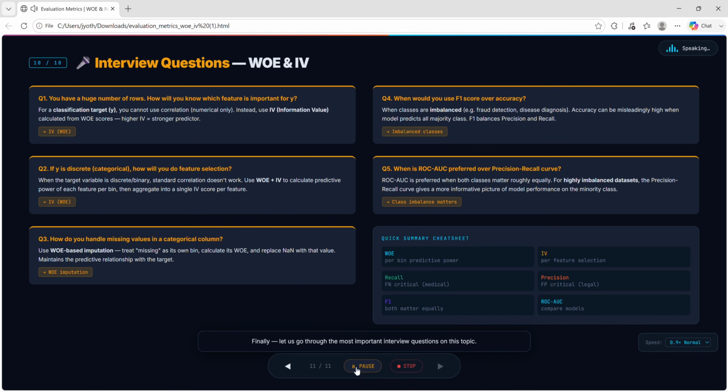Quick summary to remember. WOE, per bin predictive power. IV, per feature selection score. Recall when FN is critical, like medical diagnosis. Precision when FP is critical, like legal cases. F1, when both matter equally. ROC for comparing models across all thresholds.